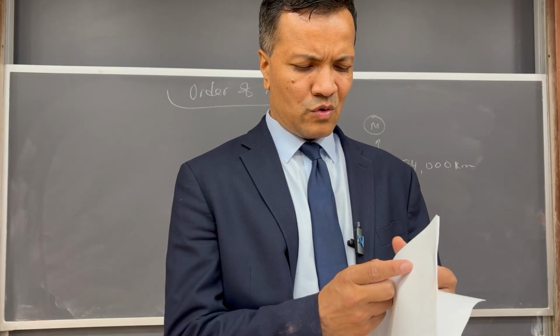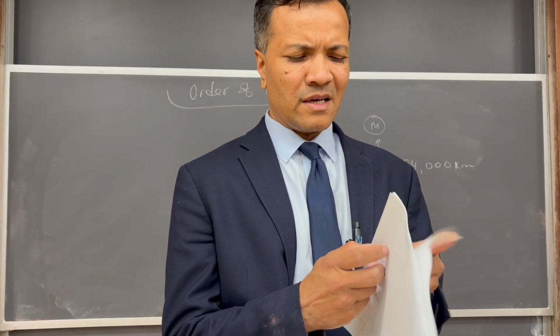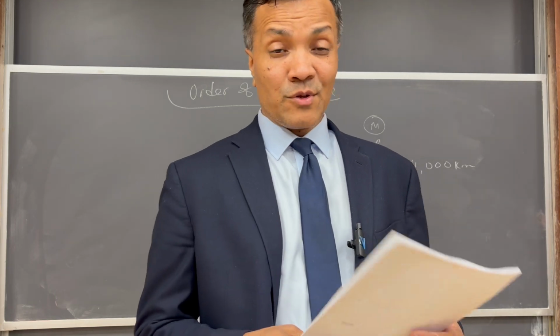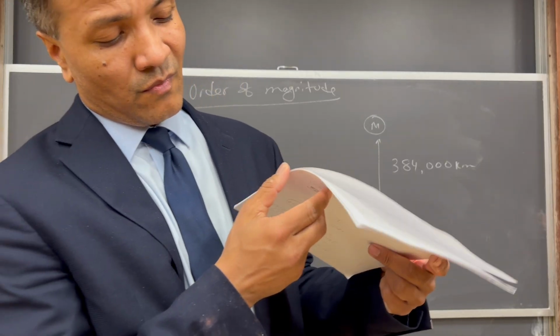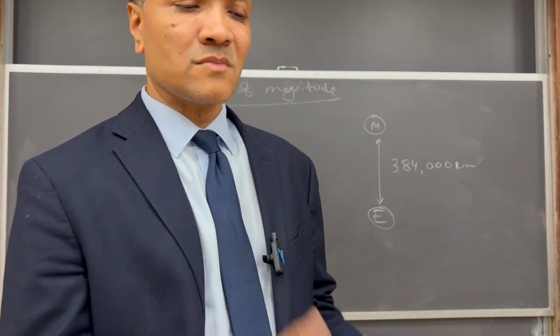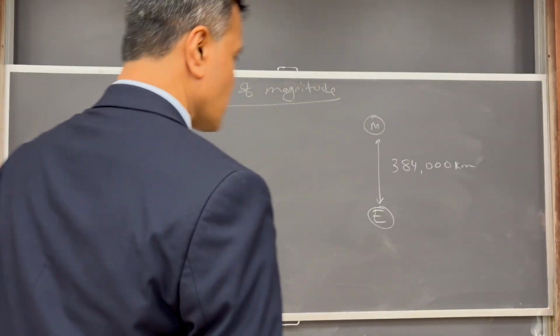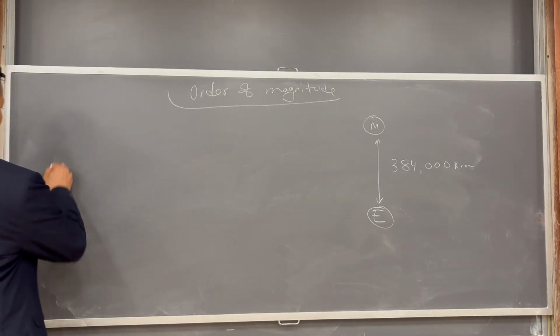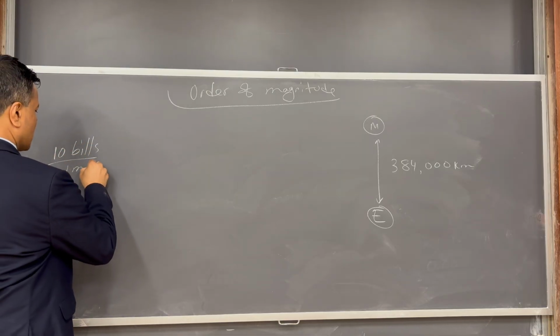1, 2, 3, 4, 5, 6, 7, 8, 9, 10. I'm not gonna even bother taking the ruler. I'm gonna just eyeball it. This is 1 millimeter. 10 bills is 1 millimeter.